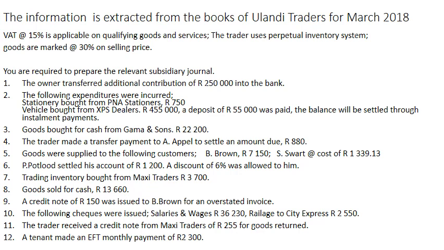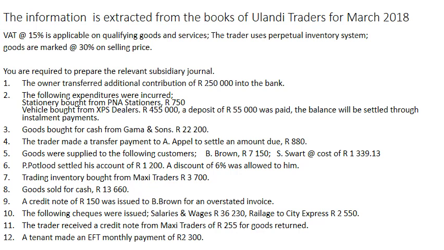In this exercise, let us analyze the type of transactions that are represented, determine the subsidiary journal for each transaction, and record them into relevant journals. The information is extracted from the books of Ulandi Traders for March 2018. VAT at 15% is applicable on qualifying goods and services. The trader uses perpetual inventory system. Goods are marked at 30% on selling price. You are required to prepare the relevant subsidiary journals.